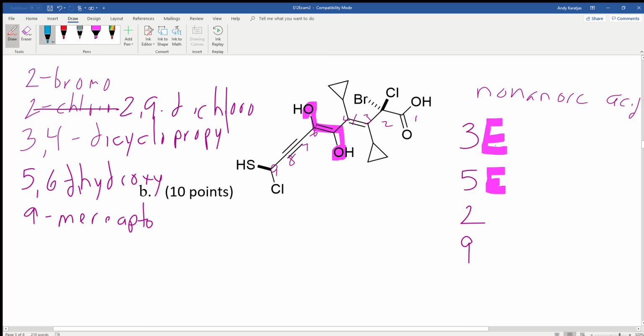At carbon number 2, we need to figure out our stereochemistry. We know bromine, highest atomic number, will be first priority. Chlorine will be second. And then this carbon of the carboxylic acid, which has oxygens on it, will be higher priority than the carbon of the alkene because it only has carbons attached. So we have 1, 2, 3 as pictured there.